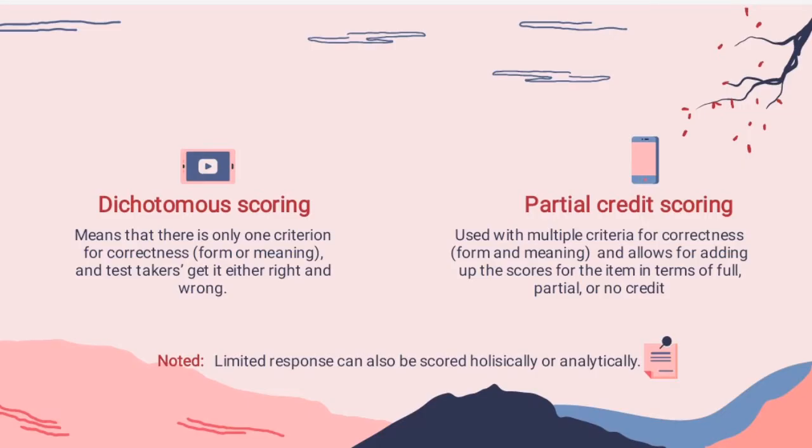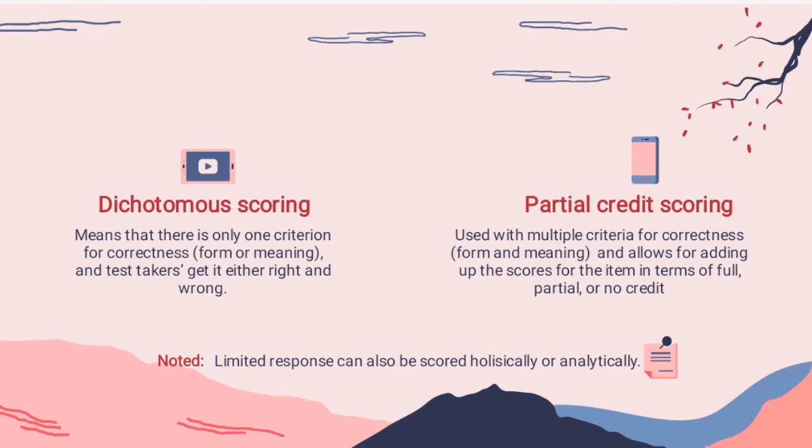The first is dichotomous scoring. It means that there is only one criterion for correctness. It could be form or meaning, and the test takers get it either right or wrong. The second is partial credit scoring. It is used with multiple criteria for correctness, with form and meaning, and allows for adding up the scores for the item in terms of full, partial, or no credit. Limited responses can also be scored holistically or analytically.